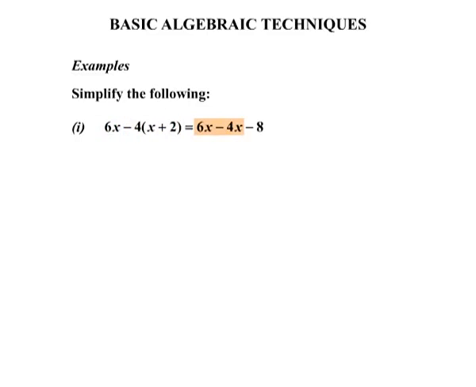At this stage now, collecting like terms, 6x minus 4x, well that's 2x, and we're left with minus 8 on the end there.